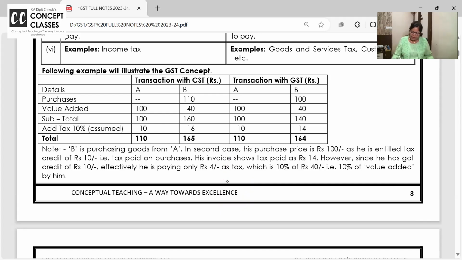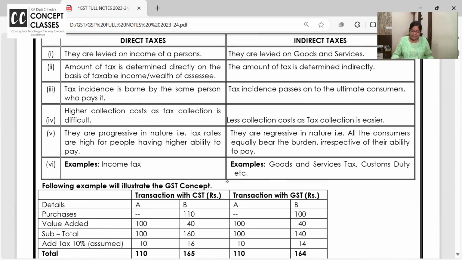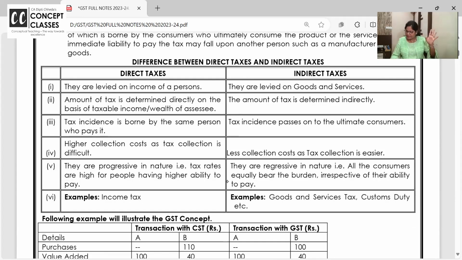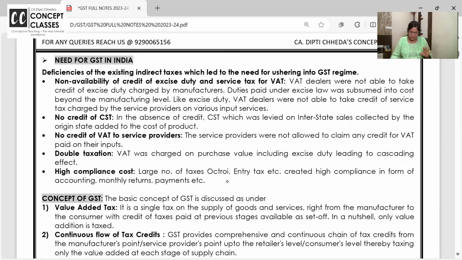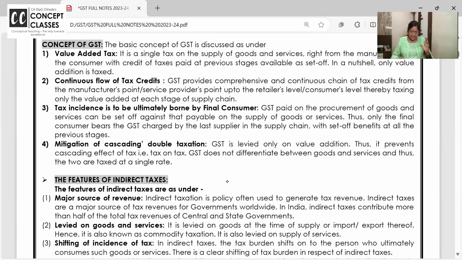Okay? Right. So this is all about it. Can I skip this? What's the difference between direct tax and indirect tax? This we have already done. I think what we have done, we can skip. If you have any doubt while reading at home, will you be able to write or not?